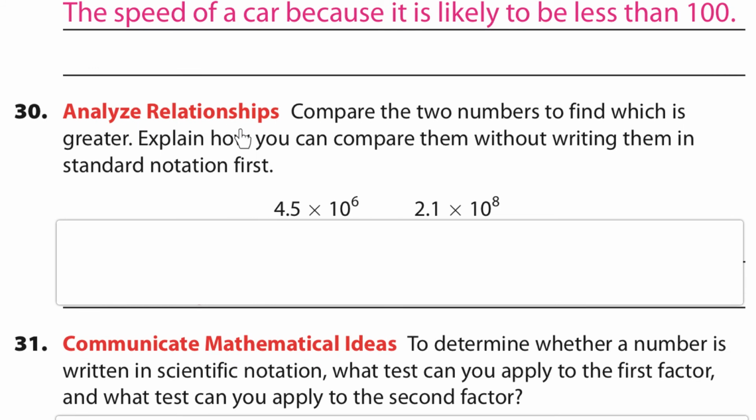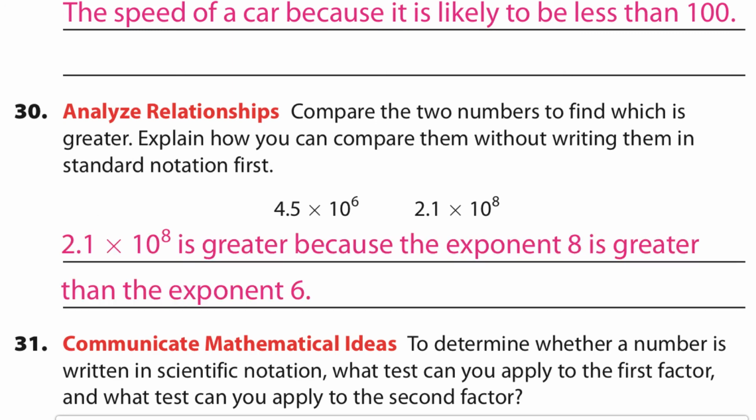So analyze relationships, compare the two numbers to find which is greater. Explain how you can compare them without writing them in standard notation first. Well, I know this one's bigger right here because I look at that exponent of 8, and that's 2 powers of 10 bigger than that one, which means this is 100 times bigger than this one. Yeah, that's the exponent. It tells you right there.